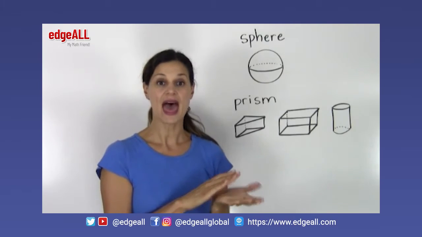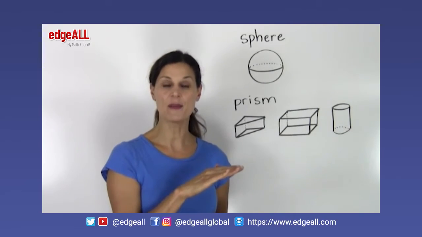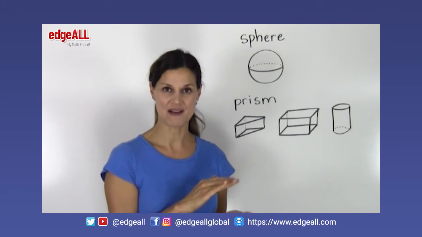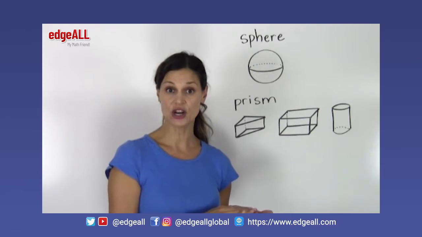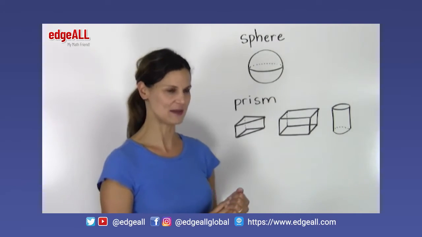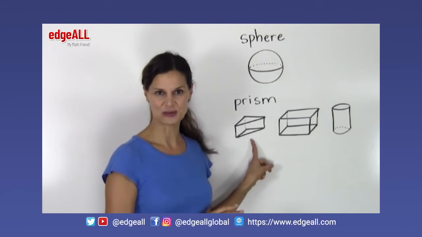The shapes at the bottom and at the top are called the bases of the prism. If the base of a prism is triangular, we call it a triangular prism. So this would be a triangular prism.